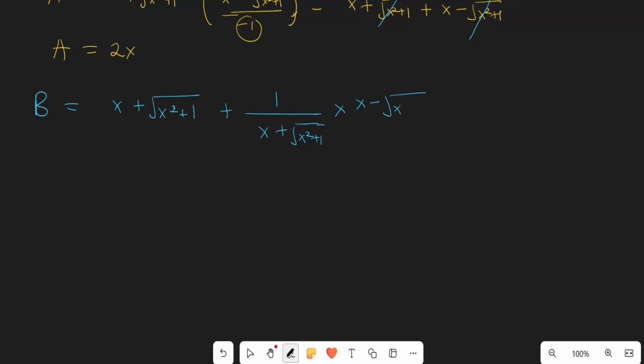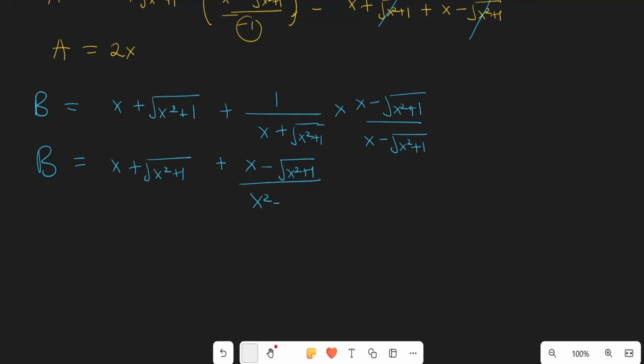So x minus the square root of x squared plus 1, all over x minus the square root of x squared plus 1. Okay, so B here is going to be x plus the square root of x squared plus 1, and then multiplying this one is going to be x minus the square root of x squared plus 1 at the numerator, divided by the difference of two squares. Again, you have x squared minus x squared plus 1, and this one is going to be equal to x plus the square root of x squared plus 1, and this one is -1, which will make this one negative. So that is going to be minus x minus the square root of x squared plus 1, like this.